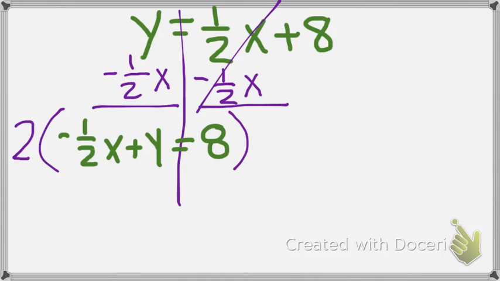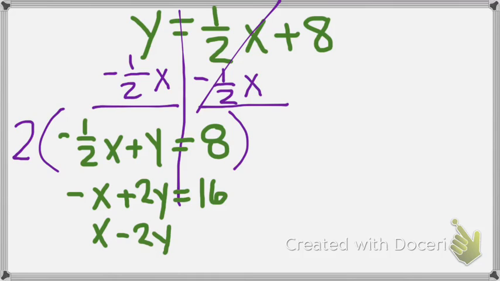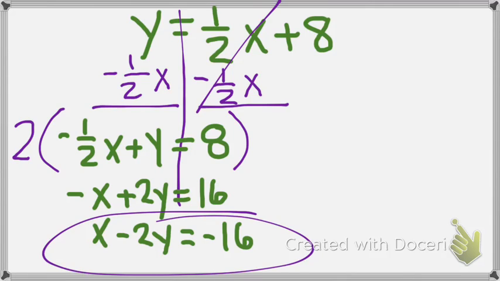2 times negative 1/2 x is negative x. 2 times y is 2y, and 2 times 8 is 16. The last thing I need to change is your negative x. A has to be positive. To do this, I divide everything by negative 1, so x minus 2y equals negative 16. Now my equation is in standard form. x minus 2y equals negative 16.